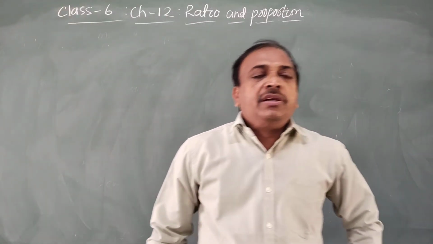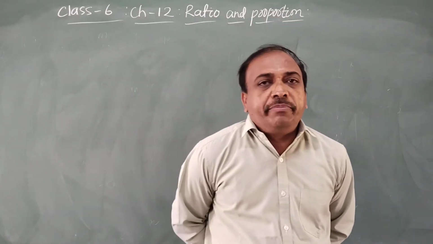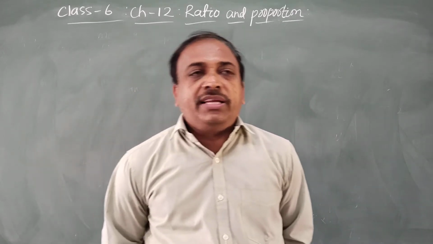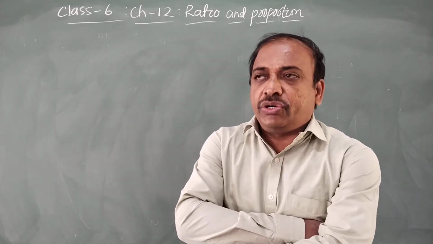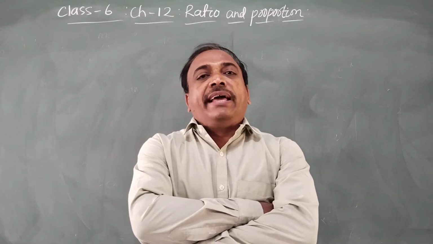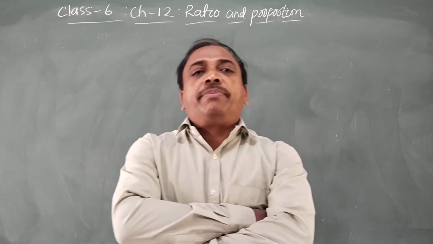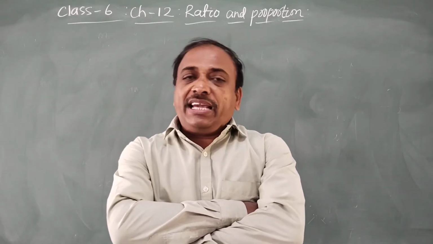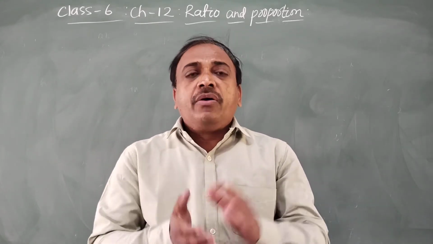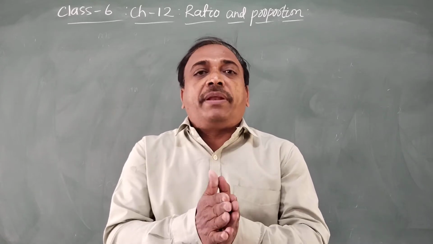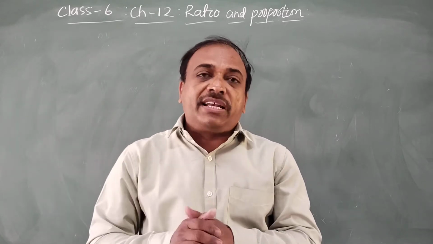Hi students. In the previous session we discussed the definition or meaning of a ratio, how to calculate it, the standard form of the ratio, as well as equivalent ratios and sharing in a given ratio like 2:3 or 4:5. Equivalent ratios are obtained when the given ratio is multiplied by the same number or divided by the same number.